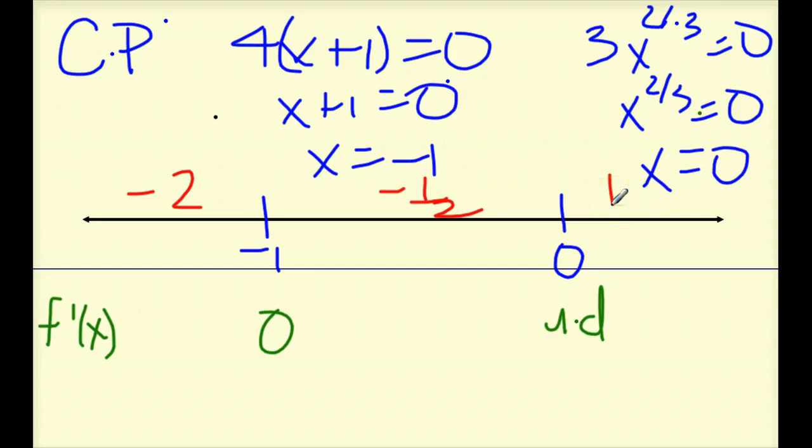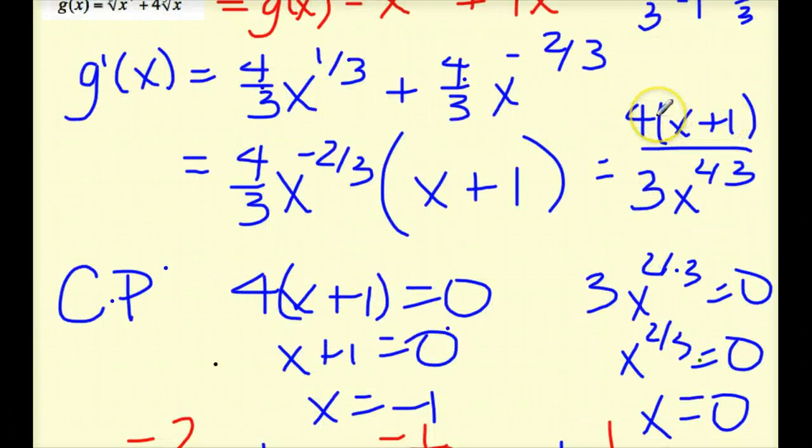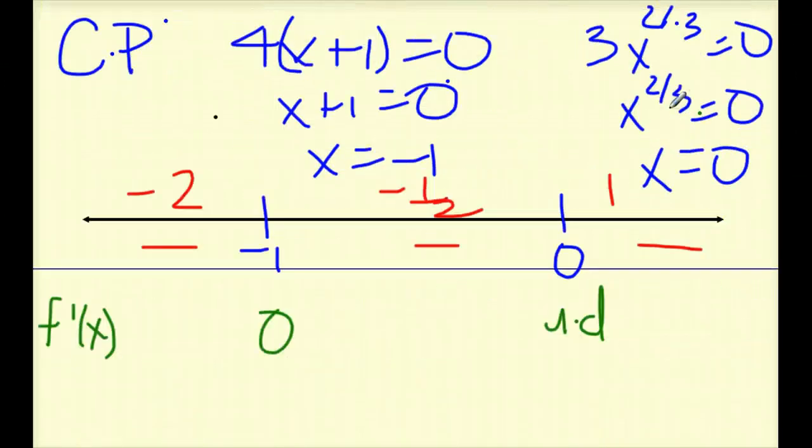And let's go ahead and take a look at these. I do have a fraction, so let's take a look at the signs of these fractions. The top part is 4 times x plus 1, so let's write that out here to the side: 4 times x plus 1 divided by 3x to the positive 2/3. Let's take a look at what happens. If I plug in a negative 2 into here, what I'm going to get is a negative number on top.